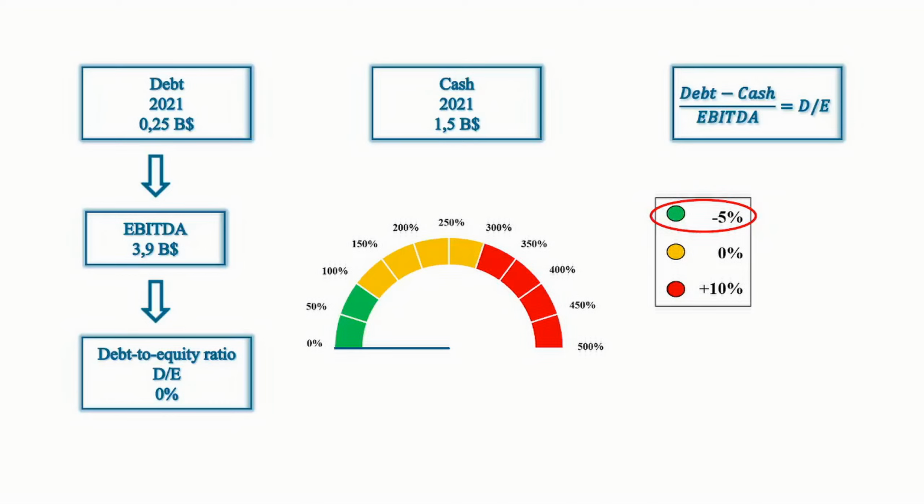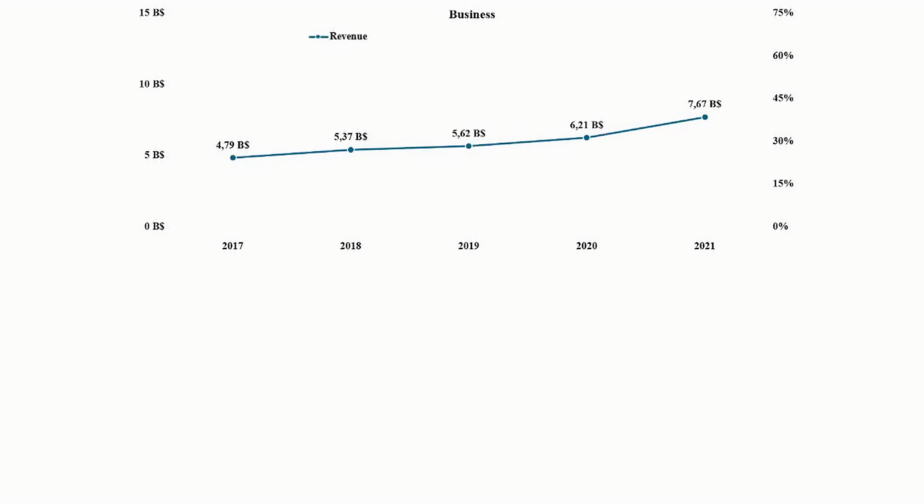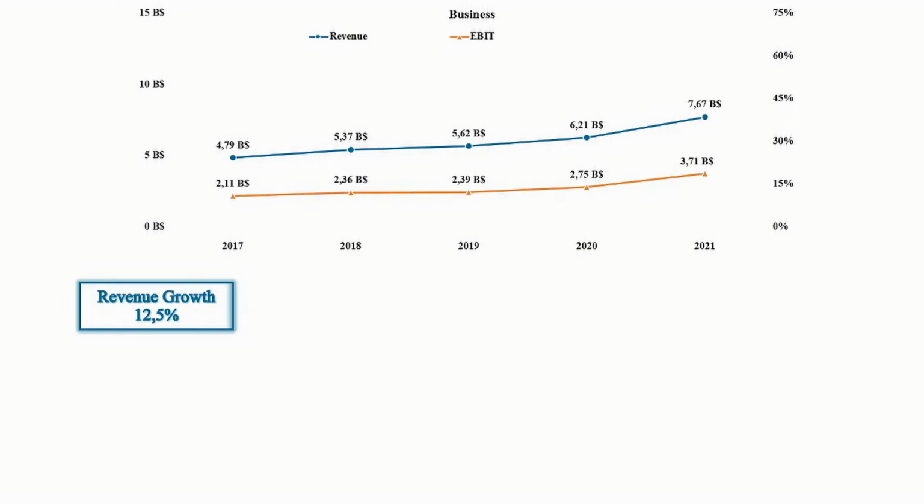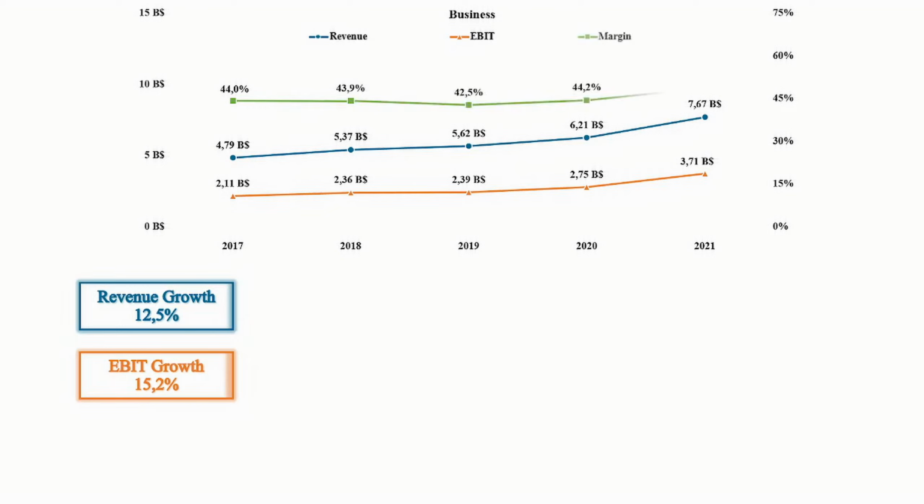The last thing I'm looking at is the growth of the company. The revenue has increased from $4.79 billion in 2017 to $7.67 billion in 2021. This gives an average growth of 12.5%. In the same period of time, the EBIT increased from $2.11 billion to $3.71 billion, which gives an average growth of 15.2%. The margin is found by dividing the EBIT by the revenue, which in 2017 gives 44%, and in 2021 increased to 48.4%.